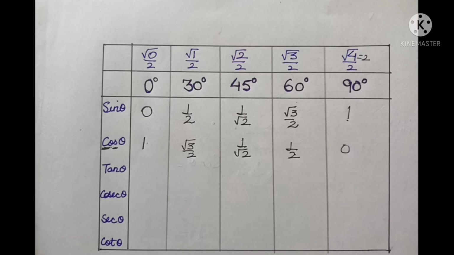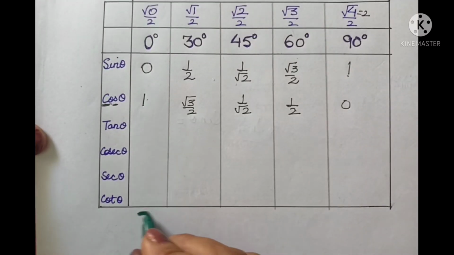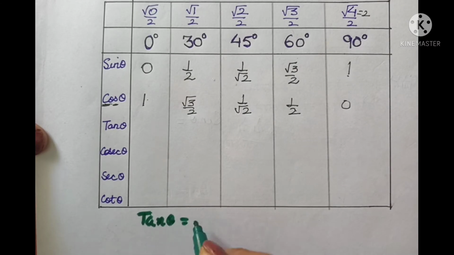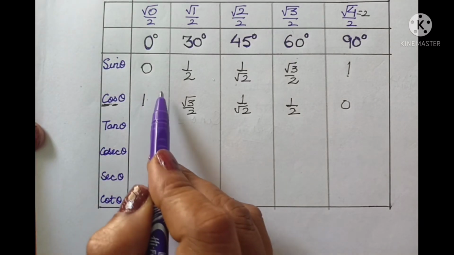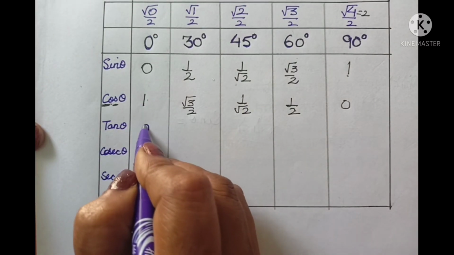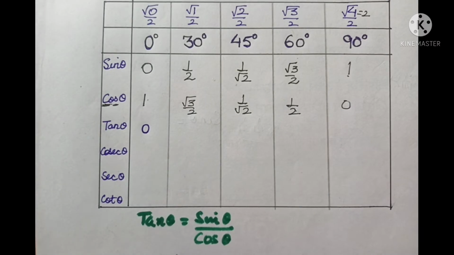Now let us write the value of tangent. We know that the formula for tangent is tangent theta is equal to sine theta by cos theta. Sine theta divided by cos theta is the formula for tangent theta. So here also we shall be dividing them. And once we divide, 0 divided by 1, 0 divided by any number is 0. So the value of tangent comes out to be 0.